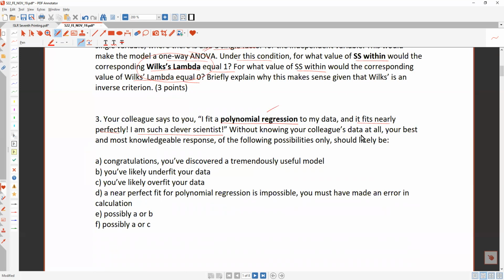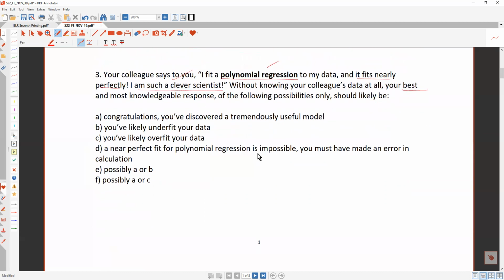Okay, so without knowing your colleague's data at all and without asking them to tone it down a little bit, your best and most knowledgeable response of the following possibilities should likely be, which one's the best response? You're circling only one of them. Even if you're circling E, that's one choice, but you're not circling like B and C or anything like that. And in all of these, remember, you're looking for the best option. Some of them may be pretty close, but put what you believe is the best option.